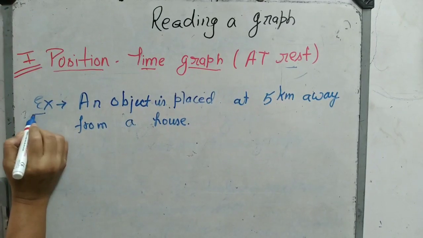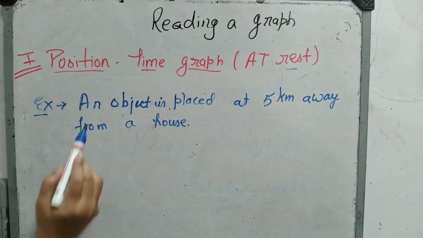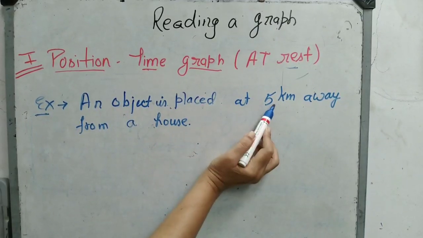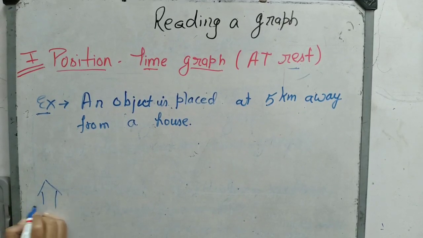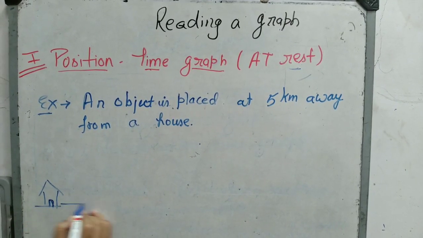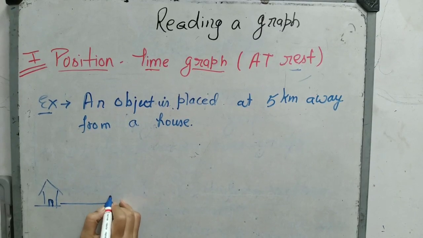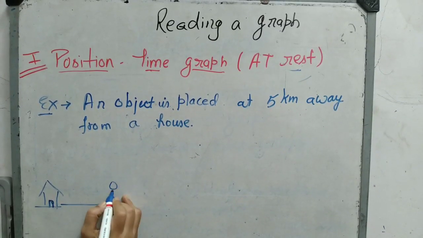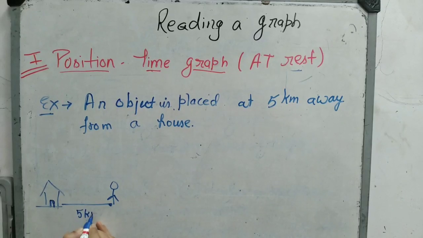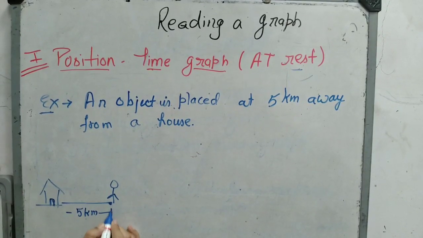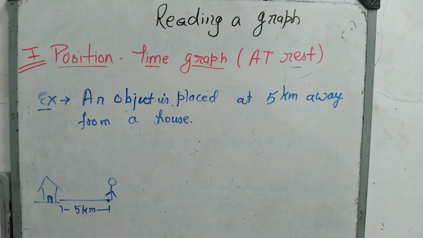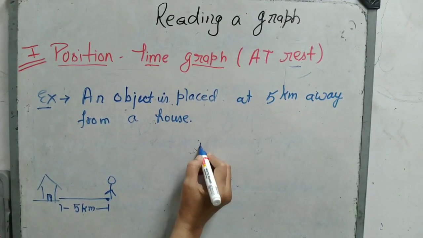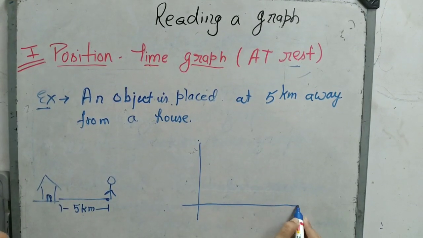Suppose we have taken an example. We are supposing that an object is placed 5 kilometers away from a house. Suppose it is a statue or whatever. So it is 5 kilometers away from the house. How would the graph be? When we draw the graph of this condition, how would it look? So we are trying to draw a graph.